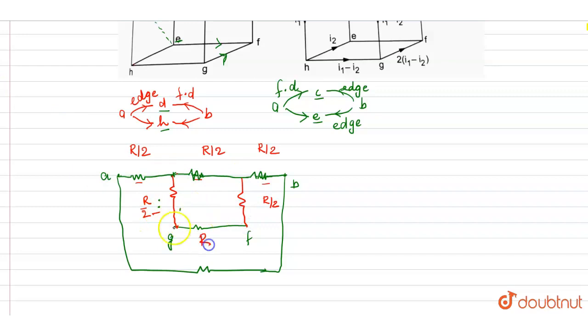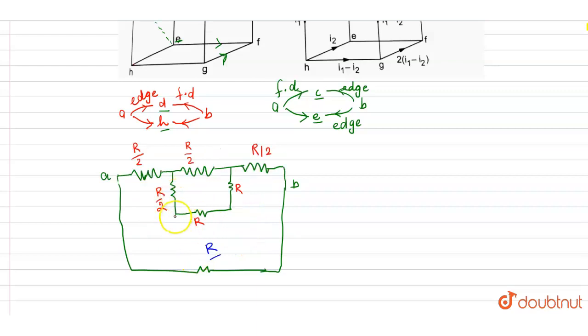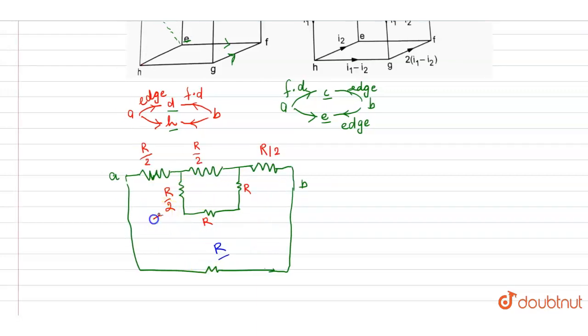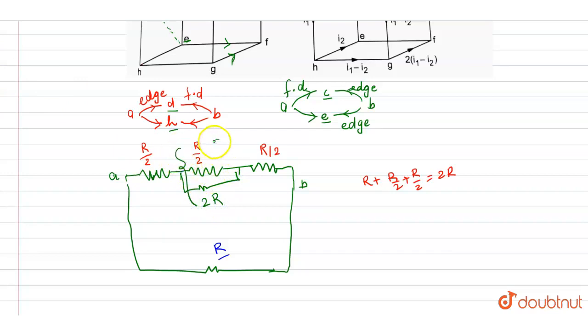Now this is R, R/2 and R/2, all in series. So net resistance of these three will be R plus R/2 plus R/2. That means this is equal to 2R. So these three can be replaced by a single resistance having the value 2R. So let us draw the diagram. So this is equal to 2R.